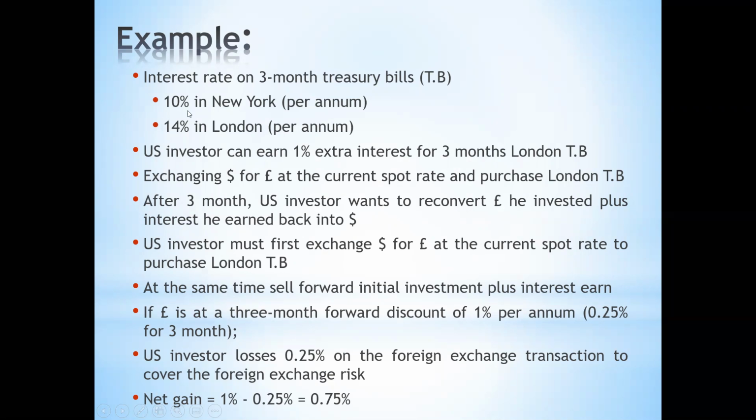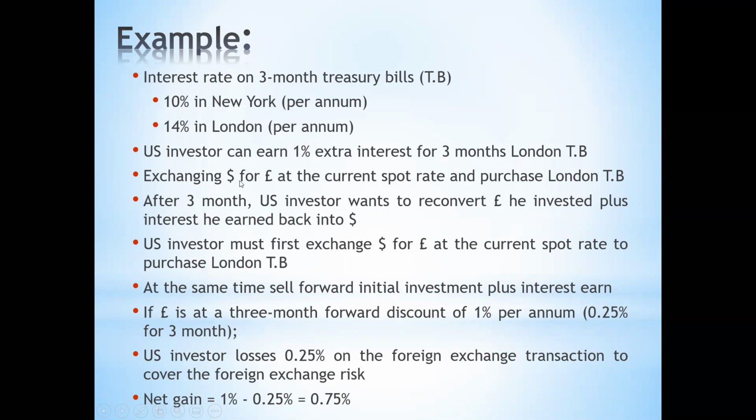Right? After 3 months, when the London treasury bills mature, you can set off your loan with these payments, with its gain. Okay, so a US investor can earn 1% extra interest for a 3 months London treasury bill. This is for 1 year, no? So if you convert it to 3 months, you can see a 1% difference in the London market compared to the New York market, right?